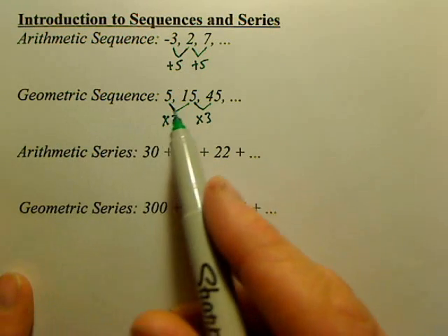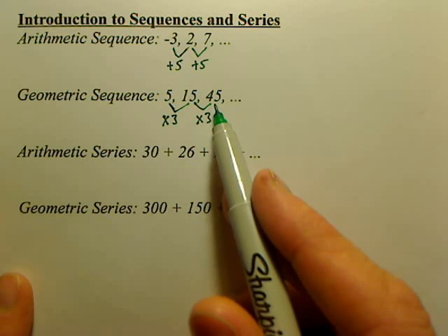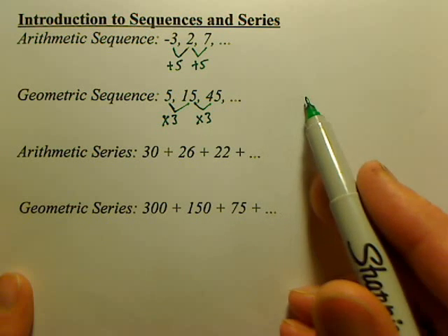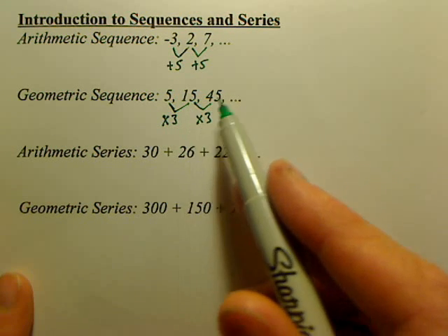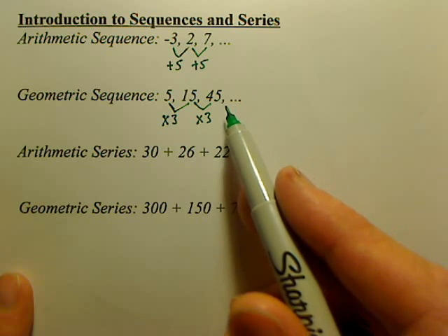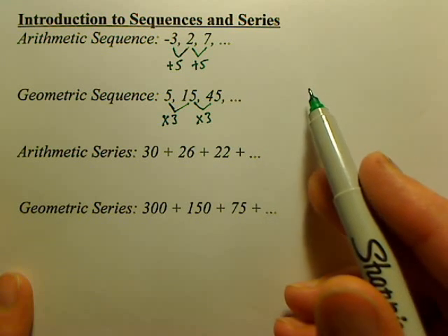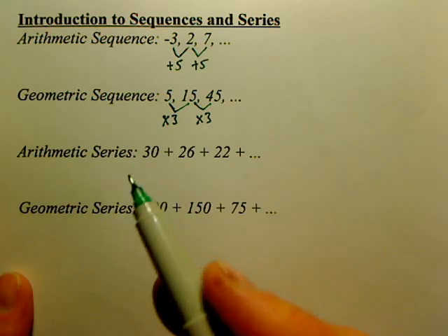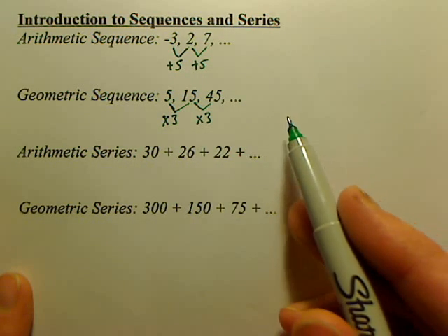Now for geometric, same idea. What if they ask you for the 10th term? That's going to get huge when you're tripling each time. Well, you're going to learn to make an equation, a rule, that when you plug in 10, you'll get the 10th term. So for both of these, you're going to learn equations to find specific terms.